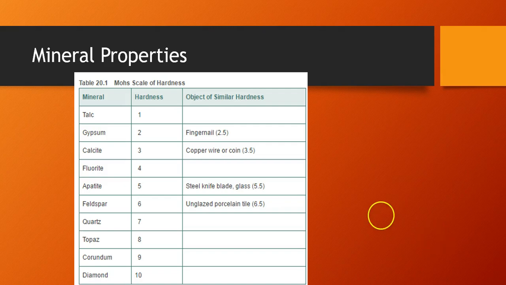You have talc, gypsum, calcite, and notice things that we know in particular. Objects like your fingernail have a hardness of about 2.5. A copper wire or a coin has a hardness of about 3.5. You can use these objects to test the hardness of particular rocks. And as you go up, some other minerals, feldspar, quartz, topaz, and then at the top, you notice diamond. Diamond's one of the hardest minerals there is.